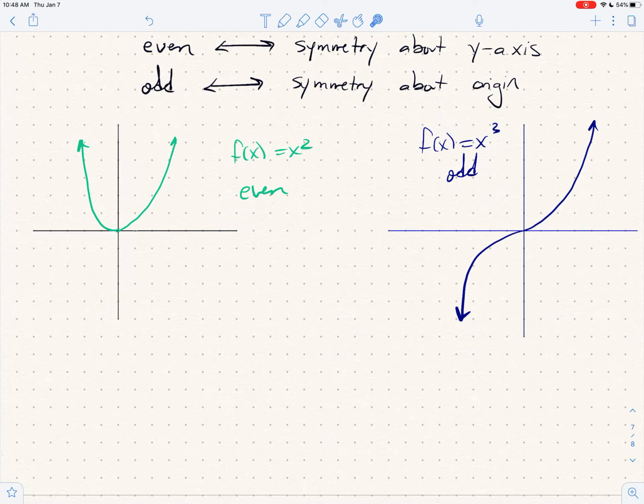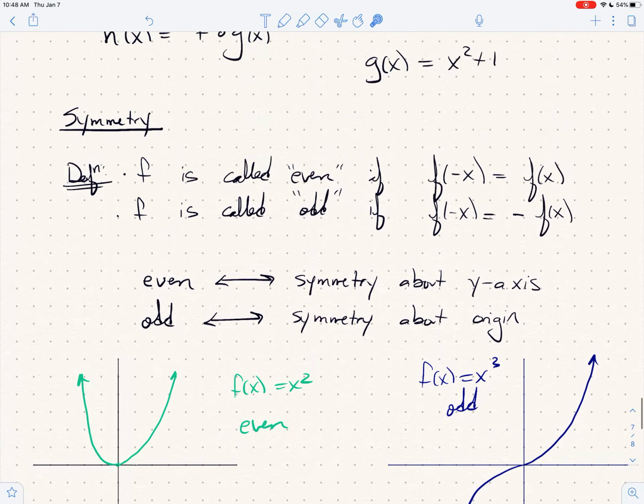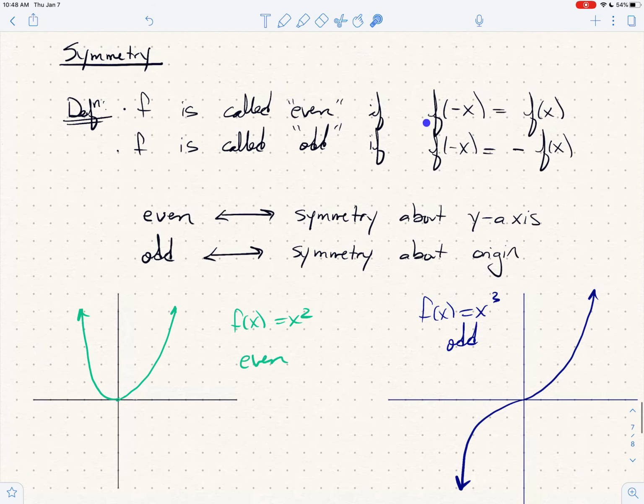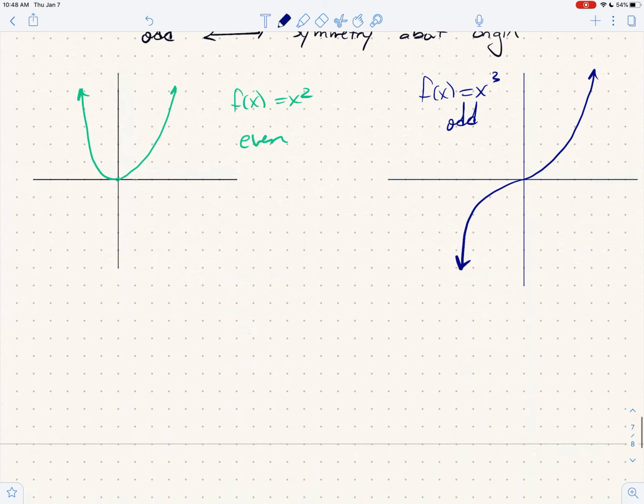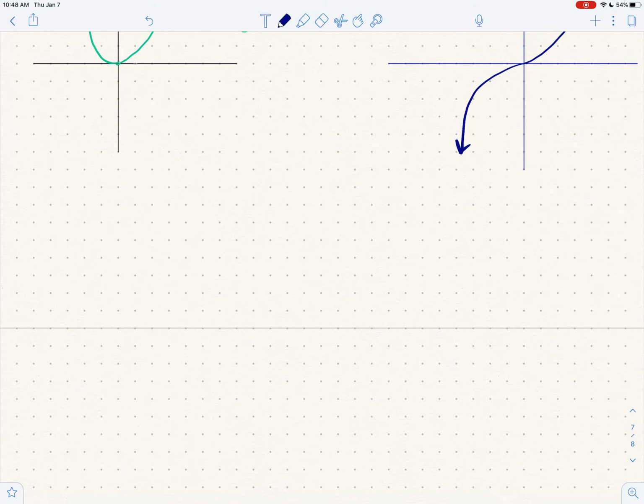Okay. So you can see these symmetries visually pretty easily. What I'm interested in now is understanding them algebraically. So let's go back and figure out what this means. So here's what you do. If you want to check a function to see whether it's even or odd, all you do is take your function. Let's say that our function is f of x equals x cubed plus x. And you always start by plugging negative x into your function. You want to see what it does when you plug in negative x.